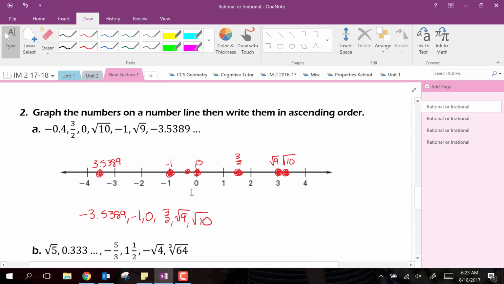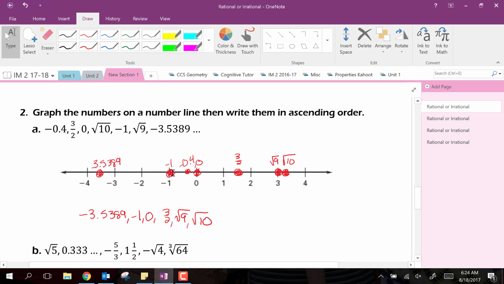Now, trying to graph these on a number line. -0.4 is somewhere in between 0 and -1. For some reason, it got erased on me. 3/2 is 1 1/2, so between 1 and 2. 0, pretty easy. Square root of 10. Well, we know that's not a perfect square, but we know that square root of 9 is 3. Square root of 10 has to be a little bit bigger than 3, but not quite as big as 4, because that would be the square root of 16.